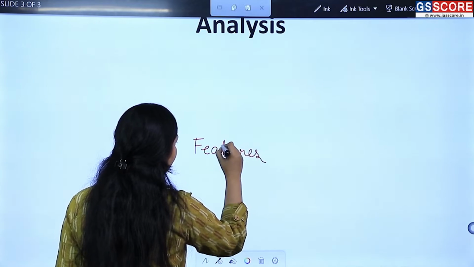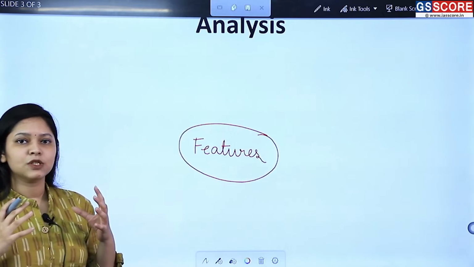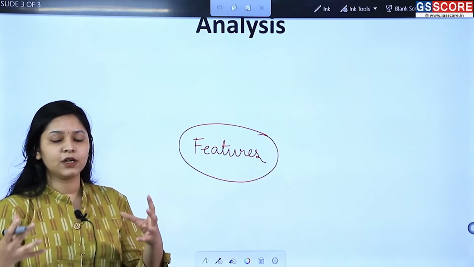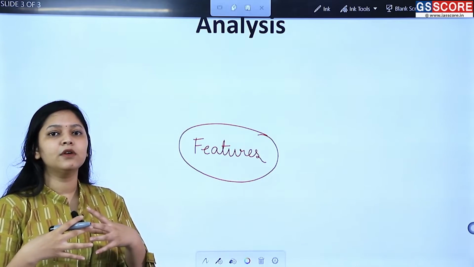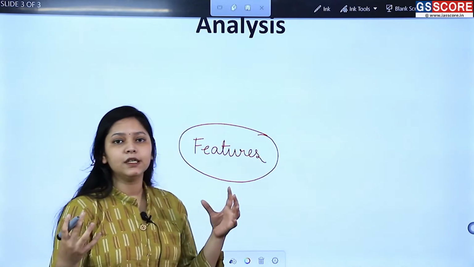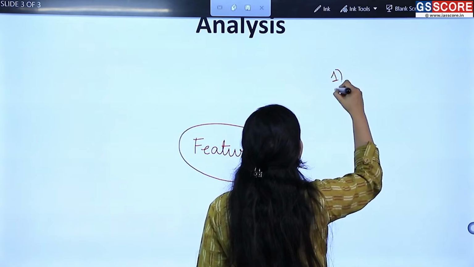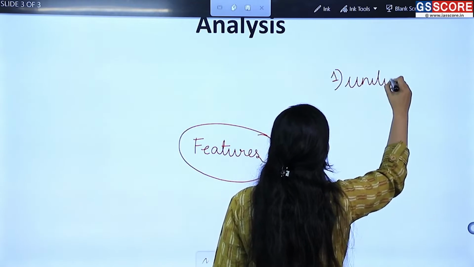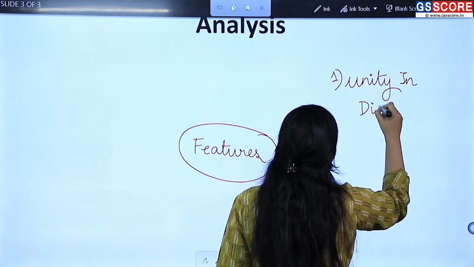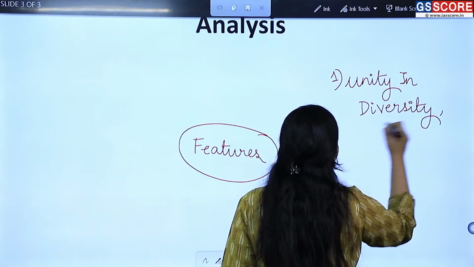I believe that this is a better way to understand the syllabus, because if there are questions which require interdimensionality or different kind of units of the syllabus coming together, then you wouldn't be at a loss of words. You will be able to understand how to interconnect the different parts. So the first and the foremost part over here is unity in diversity, or what we also call the salient features of the Indian society.